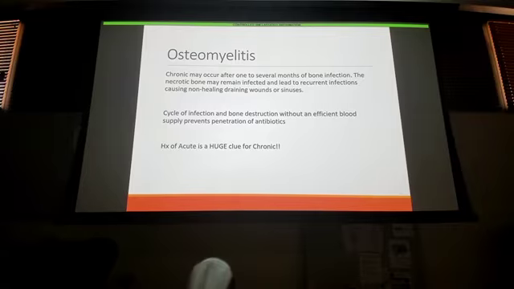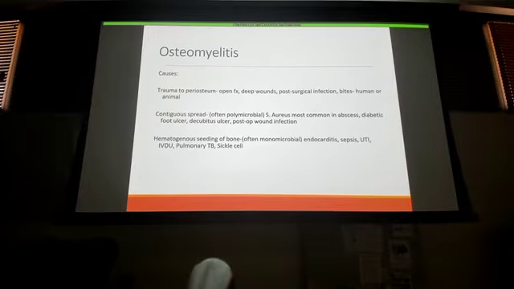And if you have somebody who has a history of acute osteomyelitis, that's a huge clue that they are maybe currently experiencing a chronic osteomyelitis. All right, let's talk about it here in general.